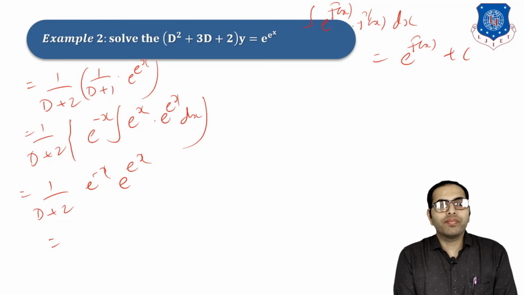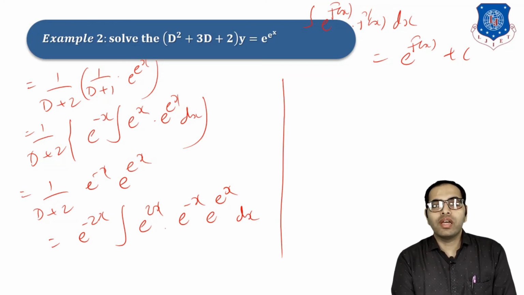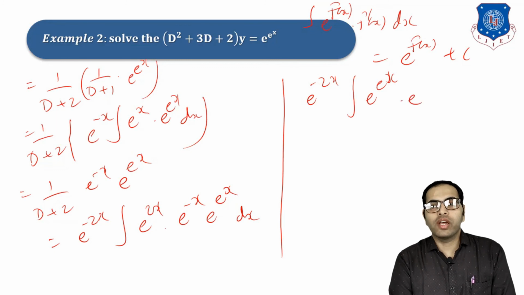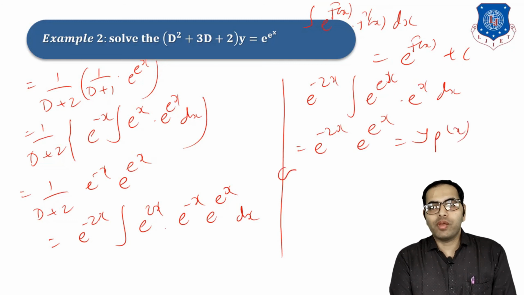Again applying this formula, what we have to do? e^(-2x) integral of e^(2x) into e^(-x) e^x dx. Again applying this formula, e raised to function, here e^(2x) into e^(-x), that is e^x dx, and e raised to function into f'(x), that is e^f(x) plus c, then e^(-2x) e^x. See, this one is our yp of x.